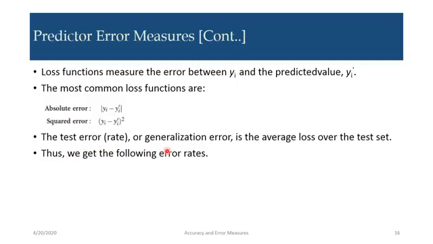So the test error rate or the generalization error is the average loss over the test set. Thus we get the following error rate.